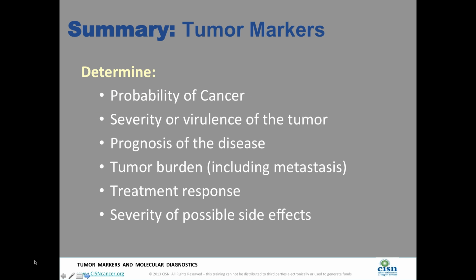In cases where they can't get to the tumor, they can use chemo or radiation and hope to knock down that tumor burden. So it's another place where we can really use tumor markers, treatment response, and side effects again. So that's kind of the summary. I'm going to look to see if we've got any questions.